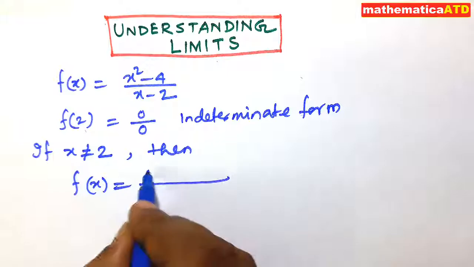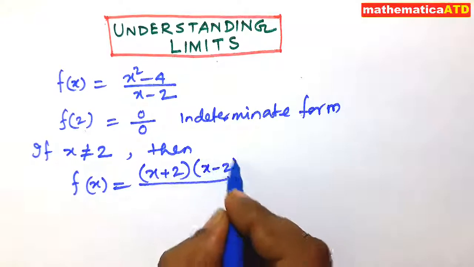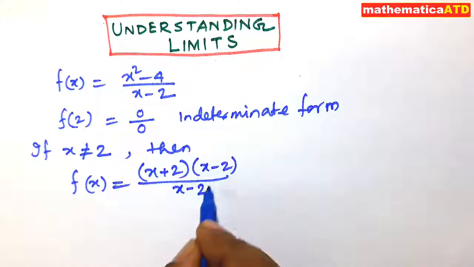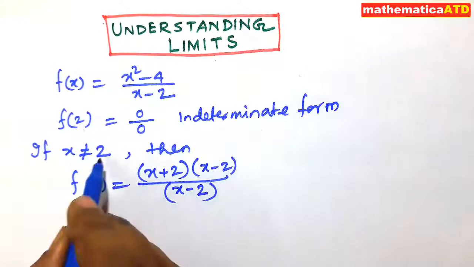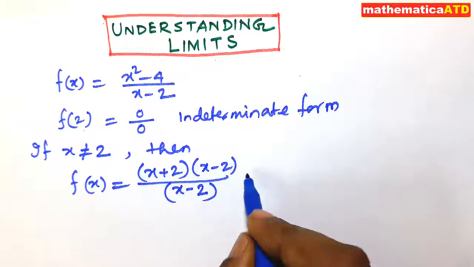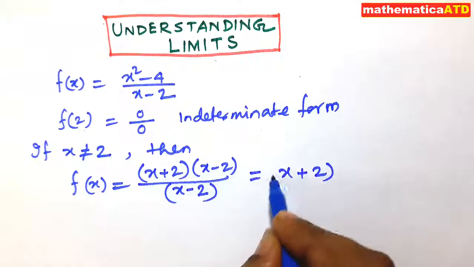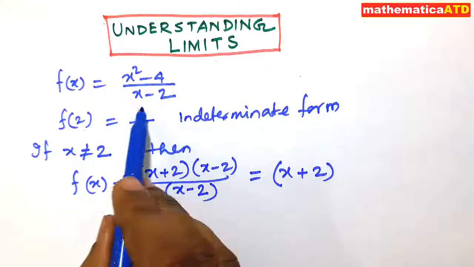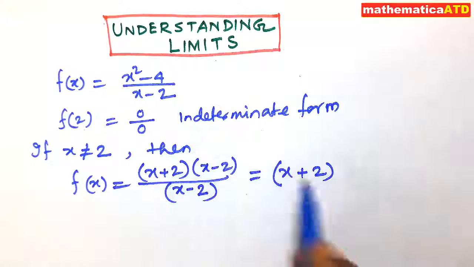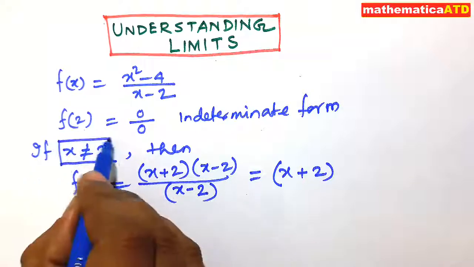Okay. However, if x is not equal to 2, then we can write f(x) is equal to (x + 2) into (x − 2) divided by (x − 2). So we can cancel (x − 2) and (x − 2) since x is not equal to 2. So you will get f(x) is equal to x + 2. Okay. So f(x) is equal to (x² − 4) divided by (x − 2) is equal to x + 2 only when x is not equal to 2.